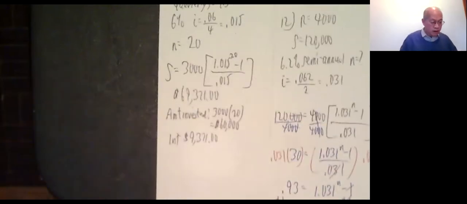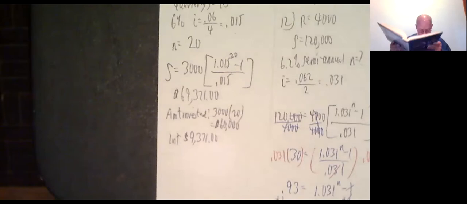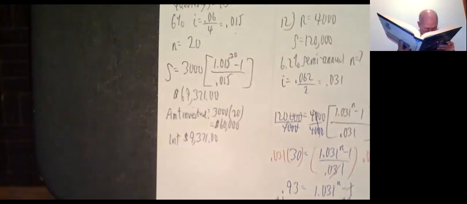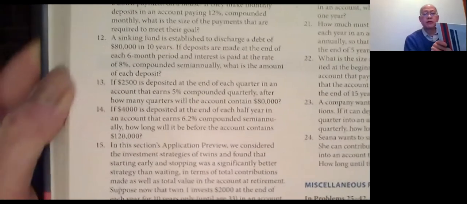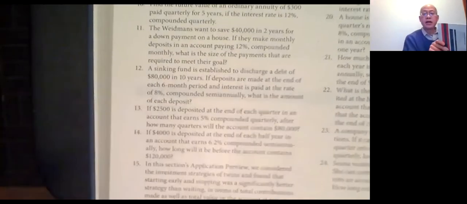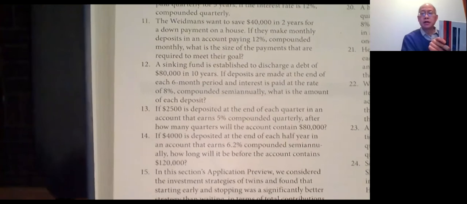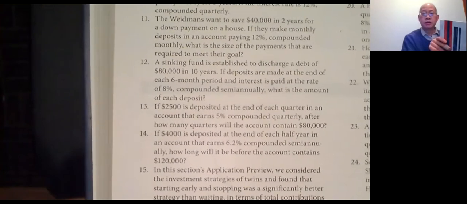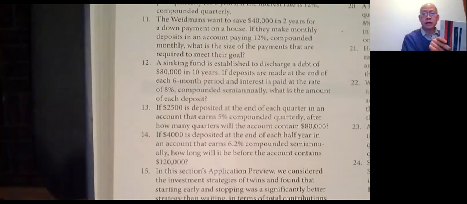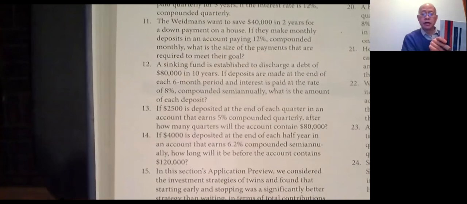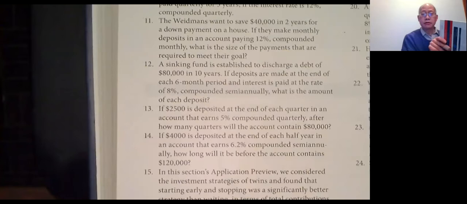Okay. All right, so let me do the next one. Number 12, which I'm writing down as 10, same problem. A sinking fund, and you don't really have to worry about that expression. A sinking fund is established to discharge a debt of $80,000 in 10 years. If deposits are made at the end of each 6-month period and interest is paid at the rate of 8% compounded semi-annually, what is the amount of each deposit?